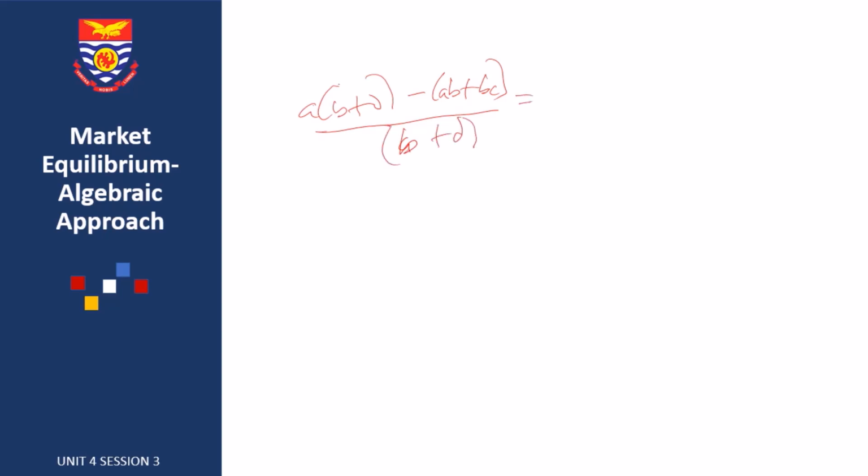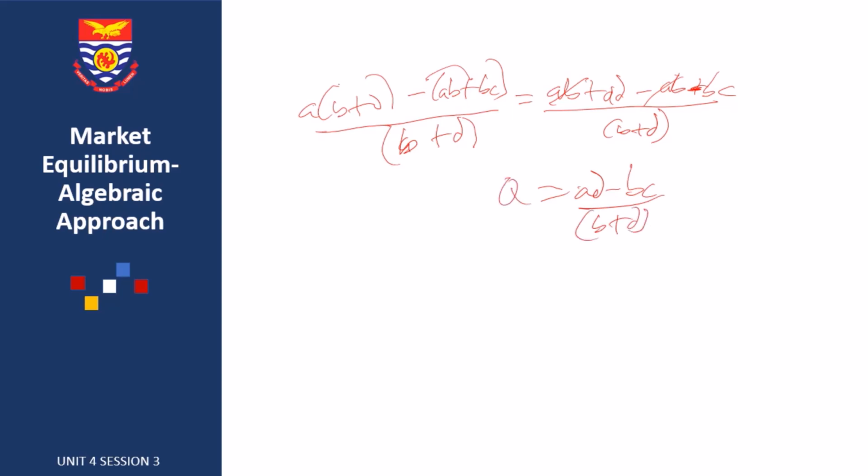Okay. So here we can have AB plus AD minus AB plus BC. The minus will change this to minus BC, over B plus D. So this AB will cancel this AB, and I'll end up having AD minus BC over B plus D. What were we finding? We wanted to find the equilibrium quantity. So this expression is in terms of only parameters.